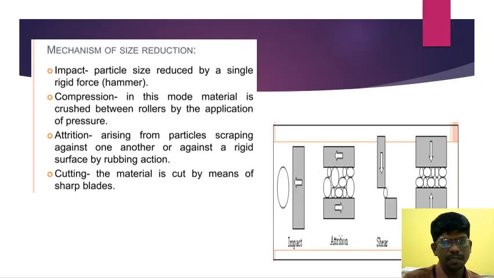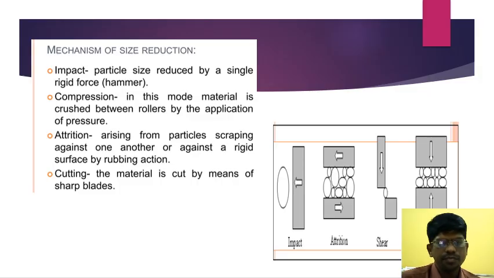And coming to the mechanisms of size reduction, there are various mechanisms called impact, compression, attrition, and cutting. In the case of impact, the particle size is reduced by a single rigid force with the help of hammers. In the case of compression, the material is crushed by rollers by the application of some pressure, which we call compression.